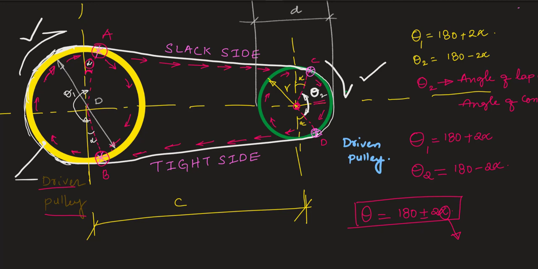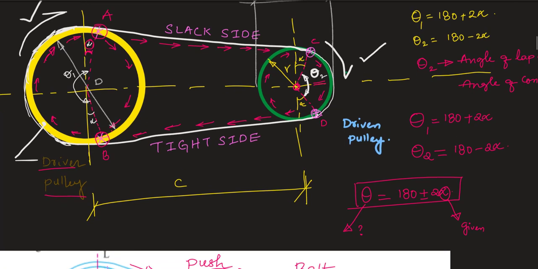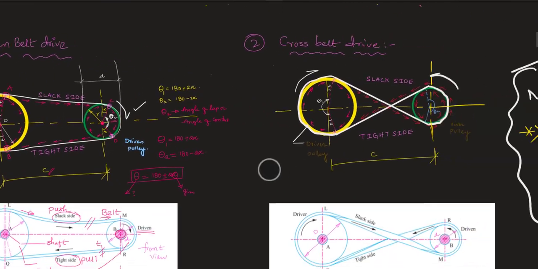Generally alpha will be given in the question itself, and from it we can calculate the angle of lap. Another term is the distance from the center of the driven pulley to the center of the driver pulley. It is called the center to center distance, and it is represented by C.